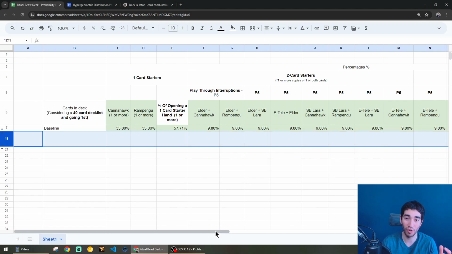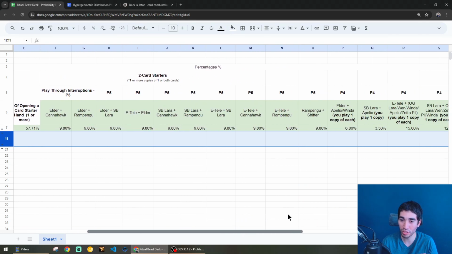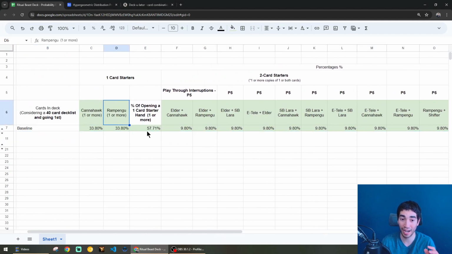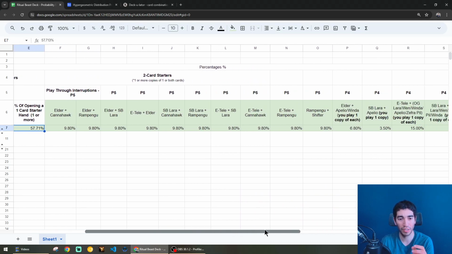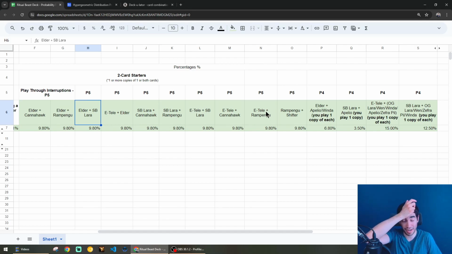And I'll be honest with you, the calculation was too complex for me to actually calculate, because you have to add all this up and you have to subtract. Remember how we did with the Cannahawk and Rampengu, that we subtract the chances of both of them, because you don't want to count them twice, no? You have to do the same thing for all of this and subtract the chances of all of them in between. So the calculation can get very crazy very fast. So I really tried to figure out a calculation, but it was at the end of the day a foolish errand.